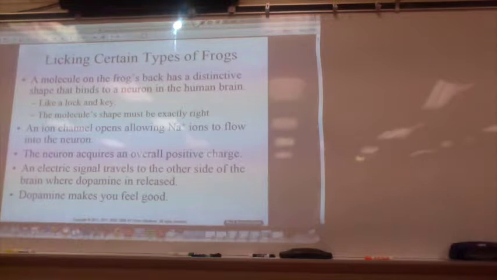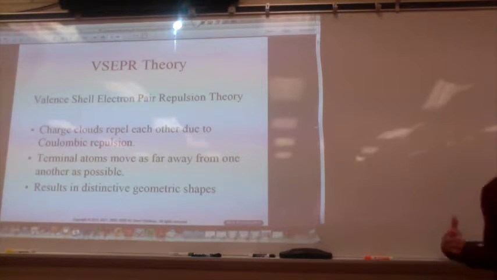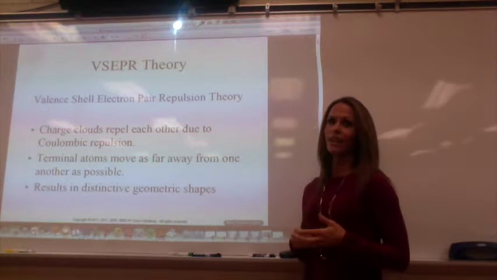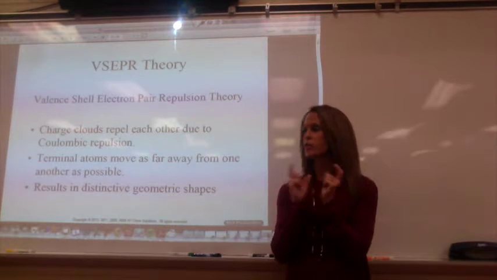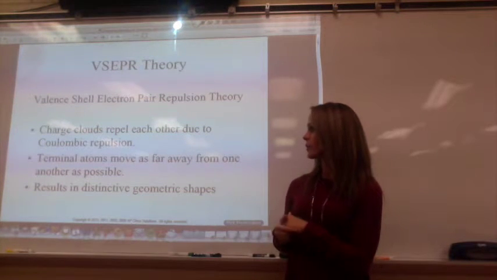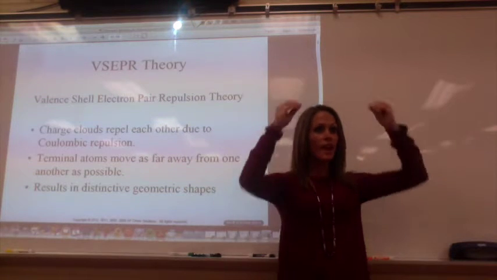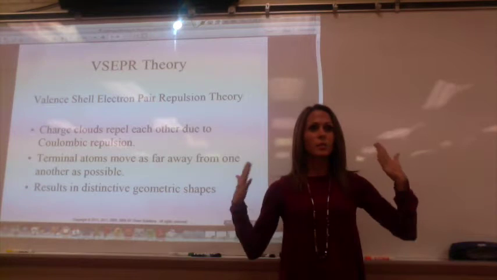So we're going to learn about VSEPR theory. VSEPR theory is just a fancy name for saying geometry. It stands for Valence Shell Electron Pair Repulsion. We know that when electrons are nearby each other, they're both negatively charged, so they're going to repel each other. The terminal atoms move far away from one another, and this results in a distinctive geometric shape, just like yesterday with your strings. As you try to move them as far away from each other as possible, you end up with a specific shape.